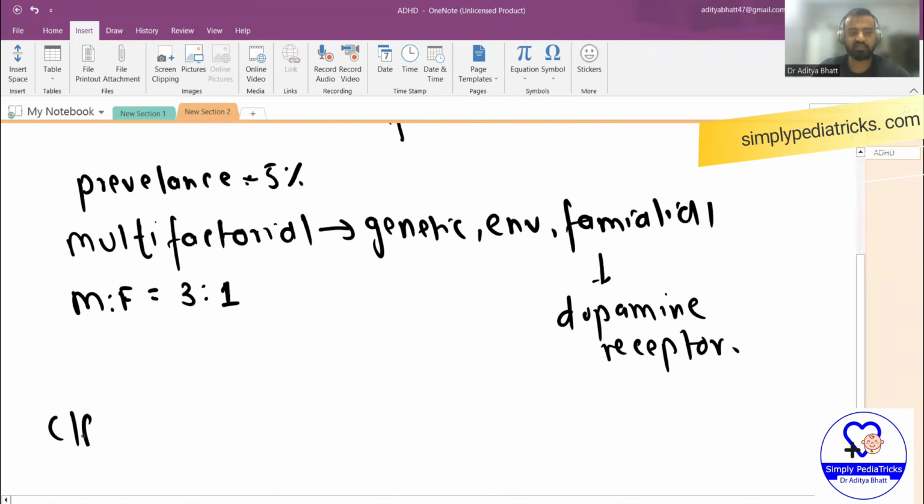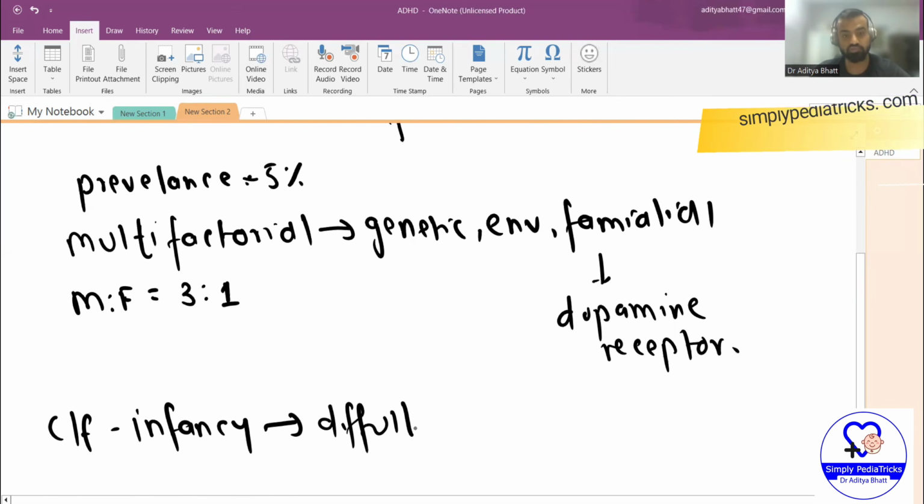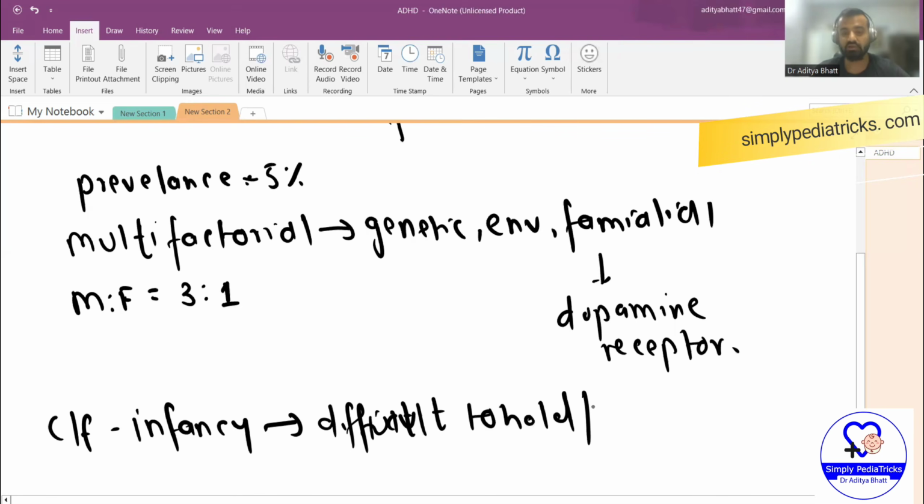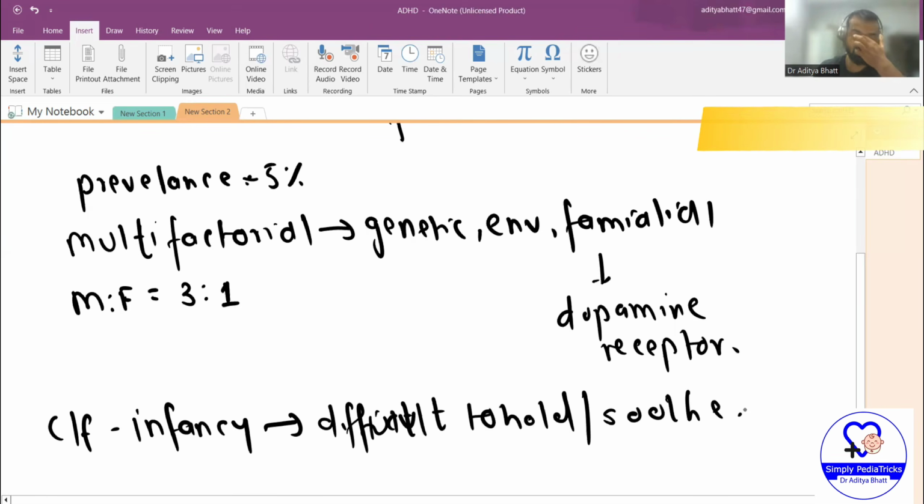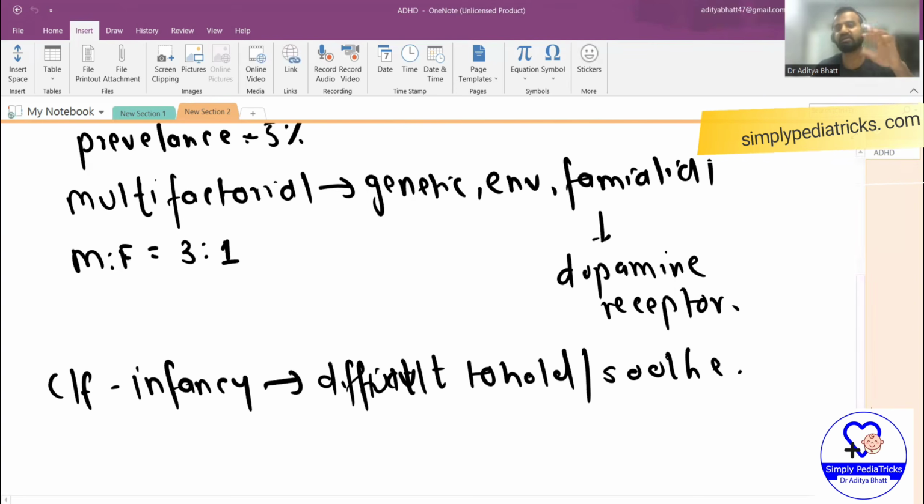Now, what are the clinical features associated with children with ADHD? It usually begins in infancy. In infancy, these children are difficult to hold and difficult to soothe. Now, it does not mean that each and every child that is difficult to soothe will turn into an ADHD child, but with the benefit of hindsight, in retrospective studies, we recognize that in infancy these children were difficult to hold and soothe. There may also be some amount of bias over here, so please take this with a pinch of salt.